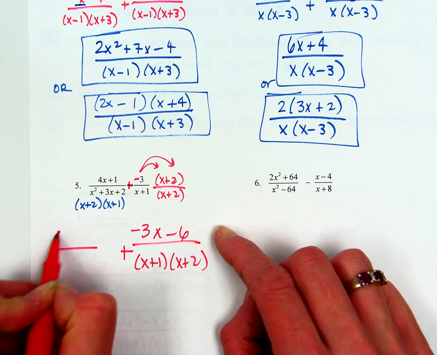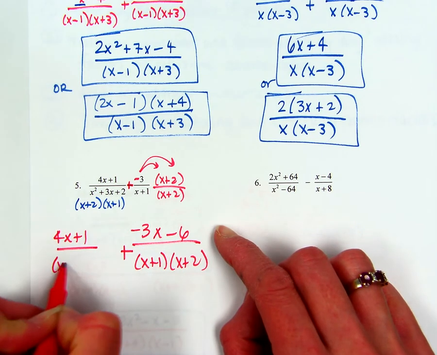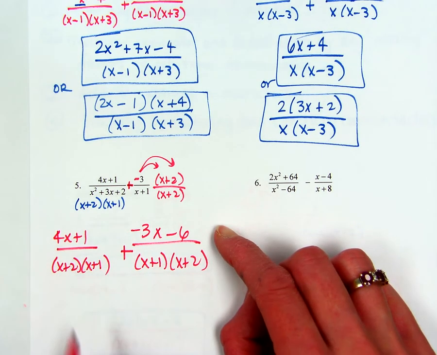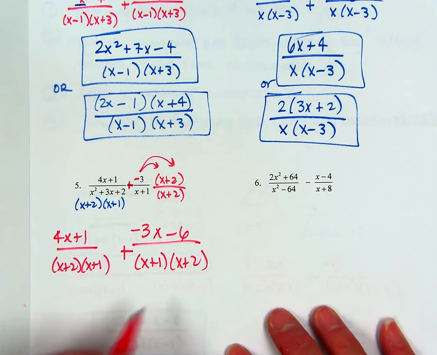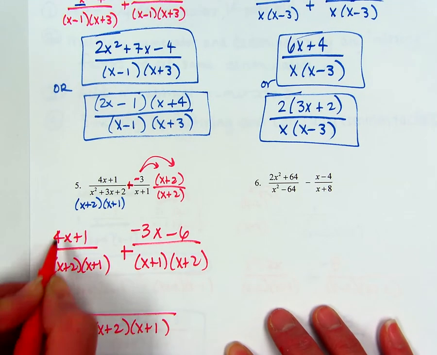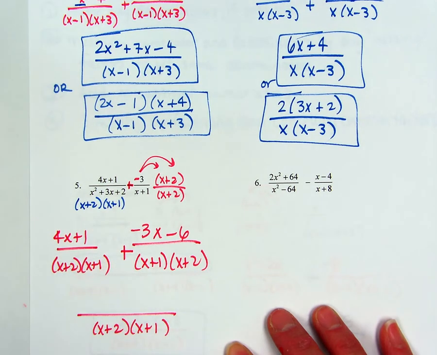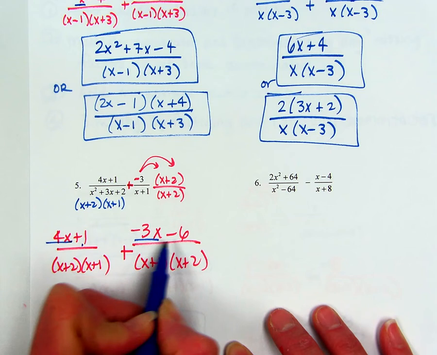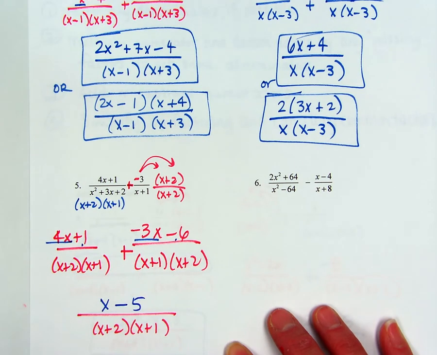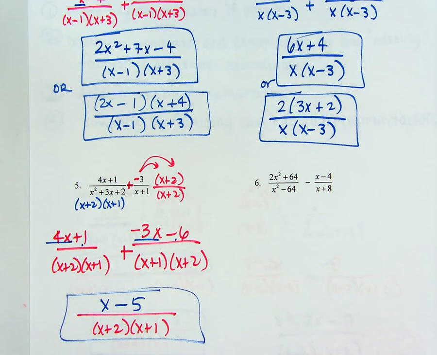Over here, I don't do anything with the 4x plus 1. I'm just going to rewrite it. And I look to see I've got common denominators. So my denominator is x plus 2, x plus 1. Add together your like terms. We've got 4x and negative 3x. That's just x. 1 minus 6 is minus 5. That doesn't simplify at all. It doesn't factor. So there's nothing you could do to try to reduce.